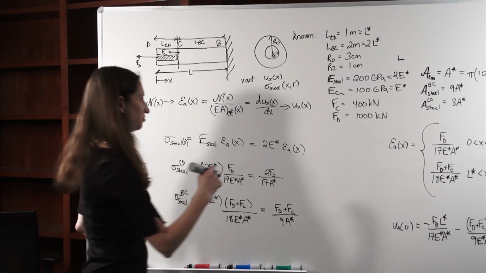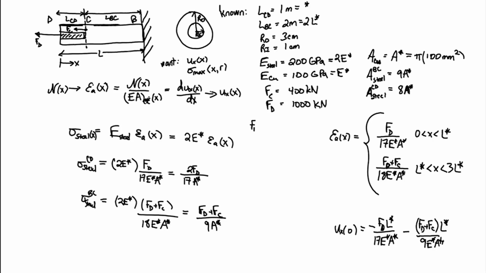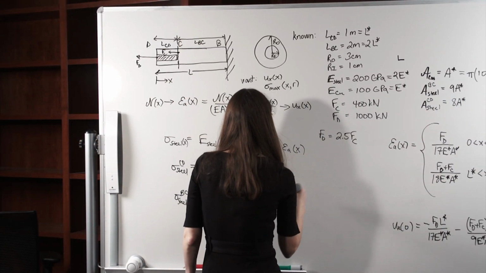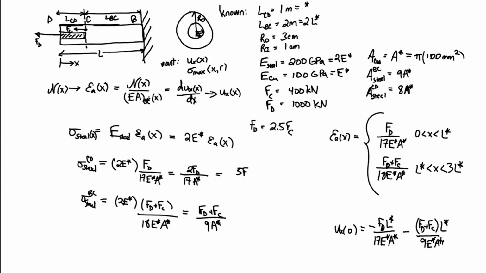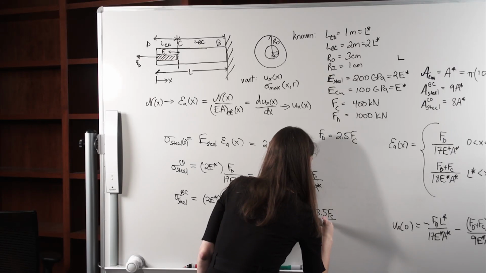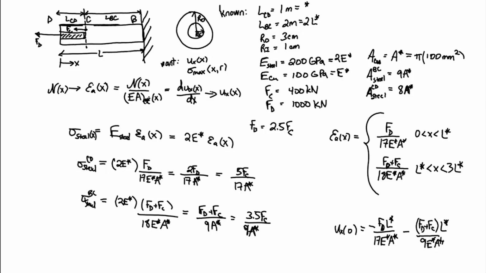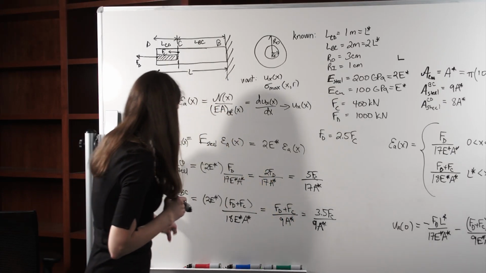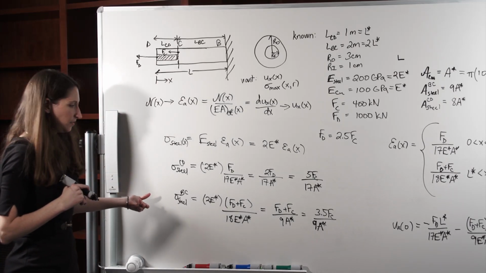Okay, so now let's make another substitution. We can just say that FD is equal to 2.5 times FC. And so then in CD, we have 5 FC over 17 A star, and in BC, we have 3.5 FC over 9 A star. Okay, so 5 over 17 is going to be less than 3.5 over 9. So the stress is going to be largest in BC.